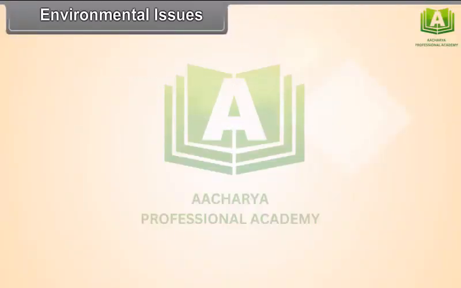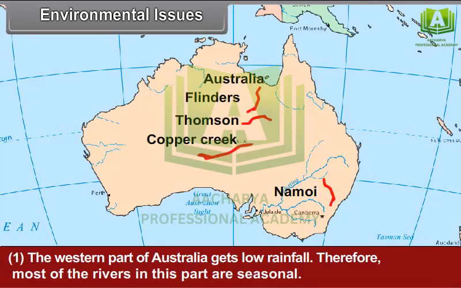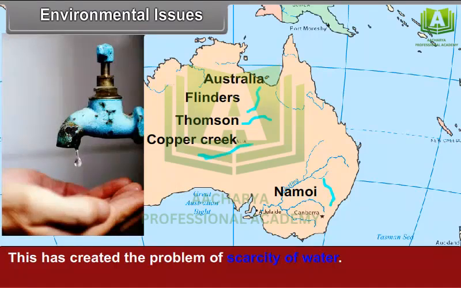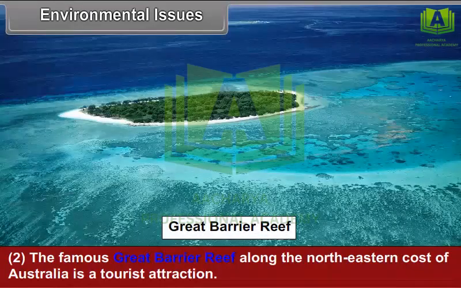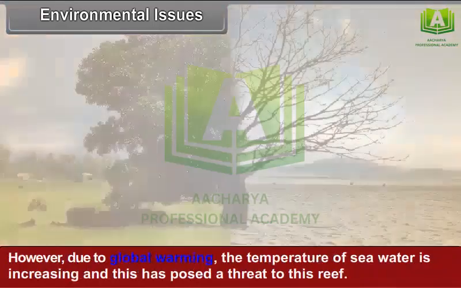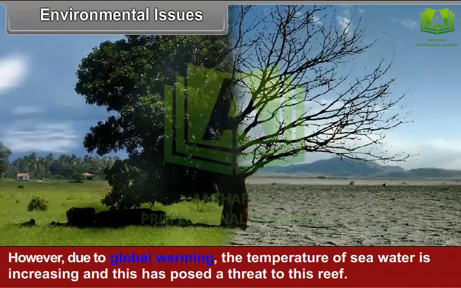Environmental issues. The western part of the Australia gets low rainfall. Therefore, most of the rivers in this part are seasonal. This has created the problem of scarcity of water. As a result, people in this region have to face famine conditions. The famous Great Barrier Reef along the northeastern coast of Australia is a tourist attraction. However, due to global warming, the temperature of seawater is increasing, and this has posed a threat to this reef.